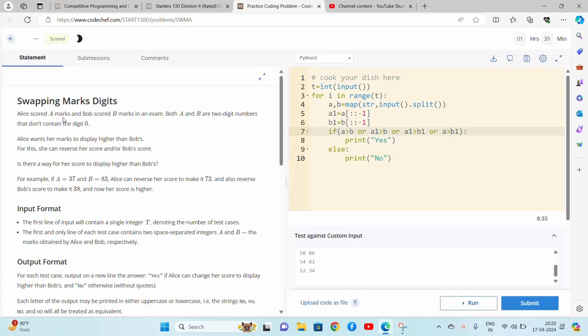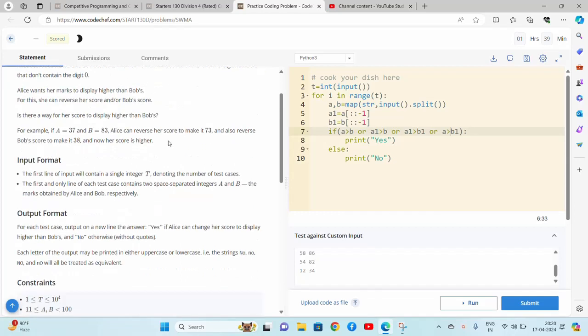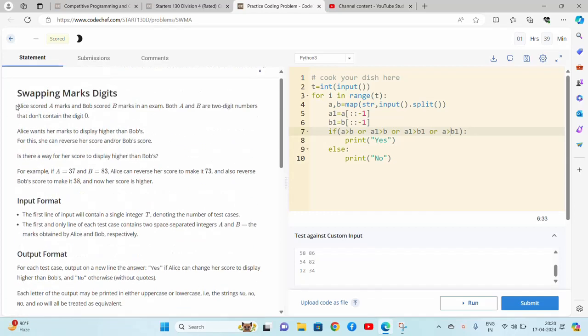Our next problem is swapping marks digits. As you can see, this is the description of the question. Alice scores A marks. Alice's score is A and Bob's score is B.